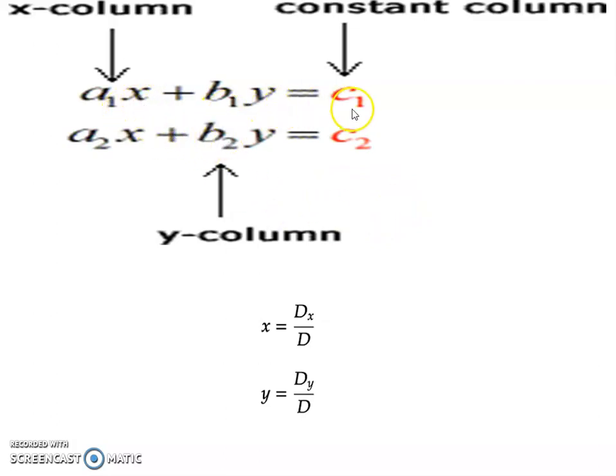a1x plus b1y equal to c1, a2x plus b2y is equal to c2, where a1 a2 lie in the x column, b1 b2 lie in the y column, and c1 c2 lie in the constant column. From Cramer's rule, the main thing is that x is equal to dx upon d and y is equal to dy by d. So let us try solving the same system of equations using Cramer's rule, but with another method.